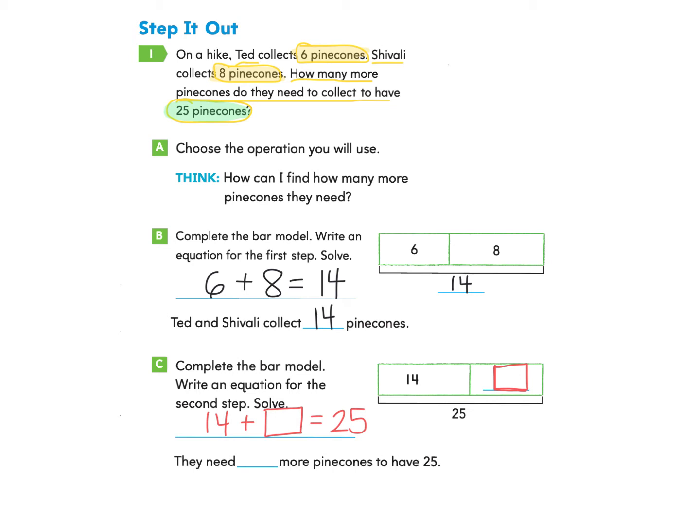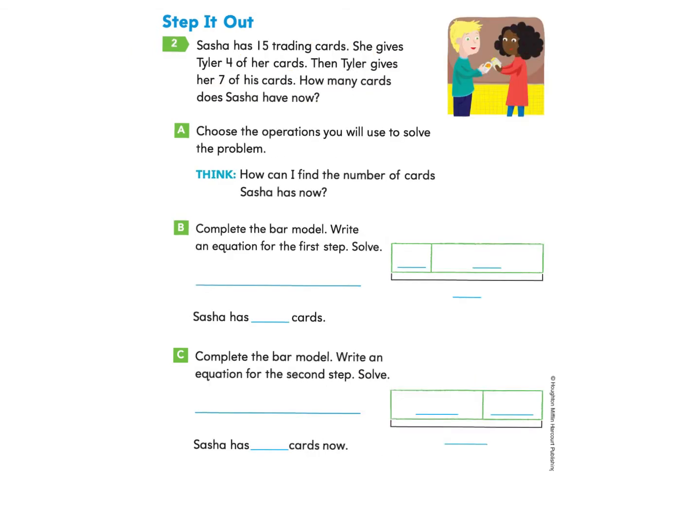If you'd like to pause and solve this problem, maybe you want to start with 14 and count on till 25, or take 25 and take 14 away to find this unknown number. Whichever way you solve it, you are going to find that 14 plus 11 will make 25. So we can write 11 in the unknown. Now we can solve. They need 11 more pine cones to have 25. Excellent job. You have solved a multi-step word problem. Great job. Let's look at the next page, page 368, under Step It Out, Part 2.